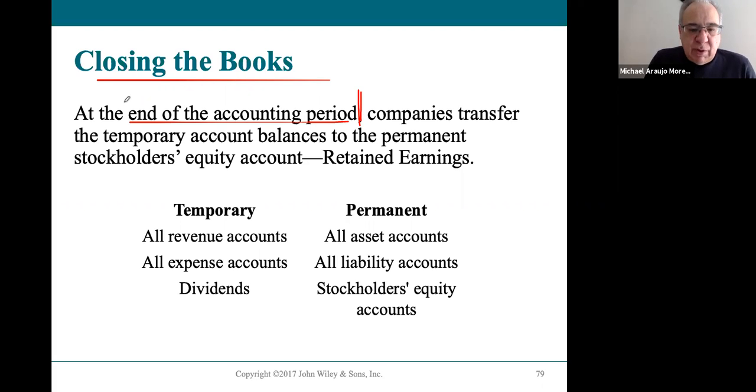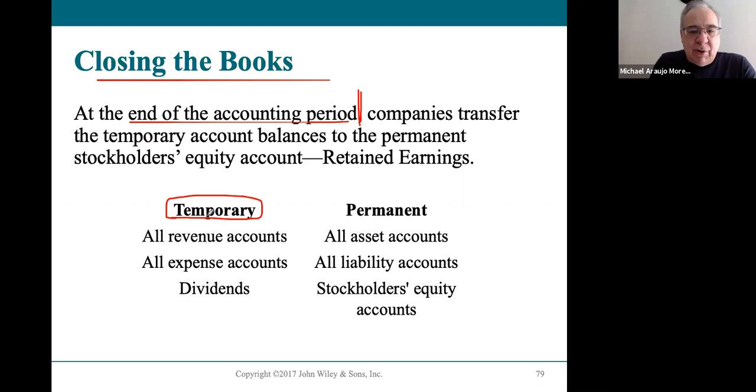So, what do we close? Well, we have to close what's called temporary accounts. Temporary accounts means that they are subject to the periodicity assumption. They're part of that measurement of the accounting period.